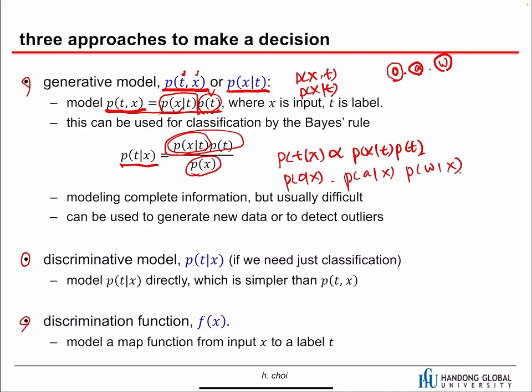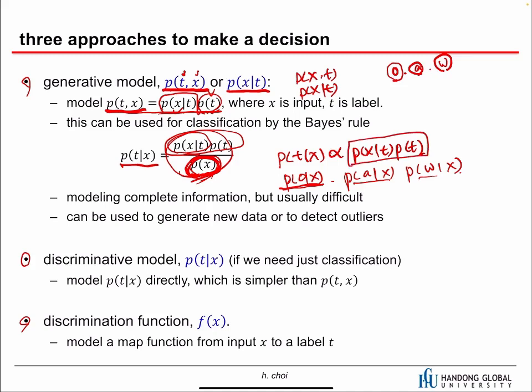In this case, if we use these equations, this one has P of X, and this one has P of X, and this one has P of X as the denominator. So they cancel each other when we compare these probabilities. So we are interested in this probability.